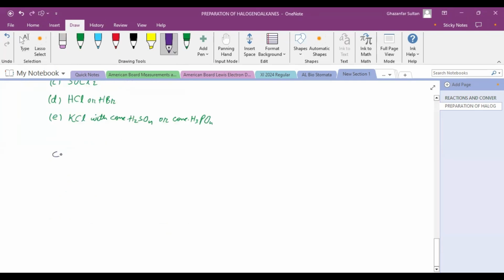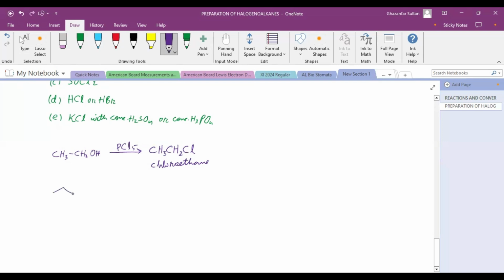If you have ethanol, that is CH3CH2OH, and it undergoes a reaction with PCl5, it produces its respective alkyl halide. If it is PCl5, then it would be CH3CH2Cl, that is chloroethane.